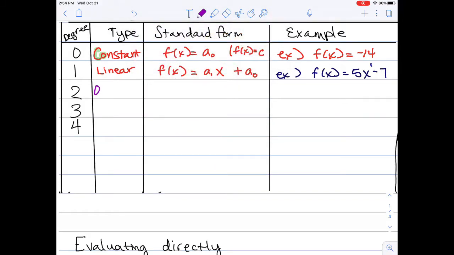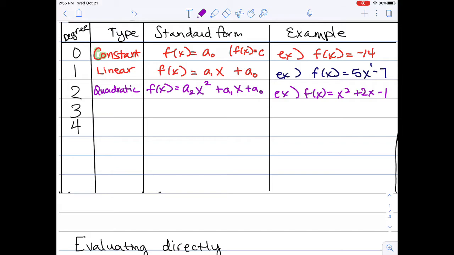We call anything to the degree of 2 quadratic, which we've used extensively, especially recently. And our standard form of a quadratic function is, we've been using ax squared plus bx plus c, but another way to say that is a sub 2 times x squared plus a sub 1 times x plus a sub 0, which is your constant term. And your example could be f of x equals x squared plus 2x minus 1. Okay, it could look like that.